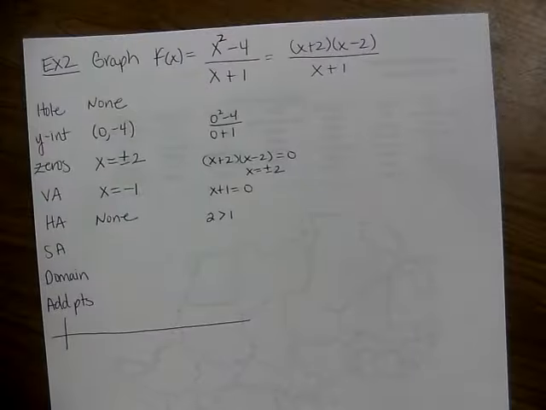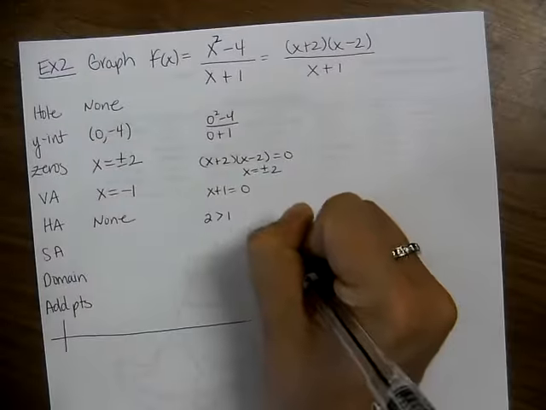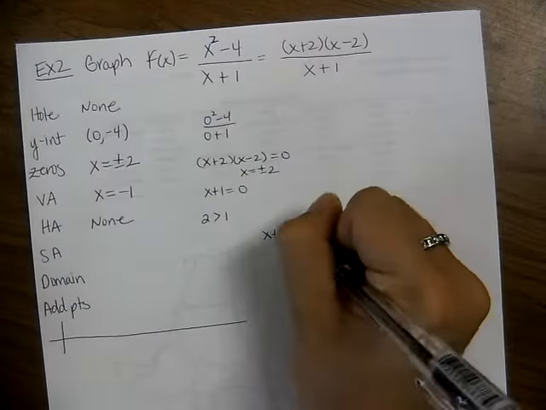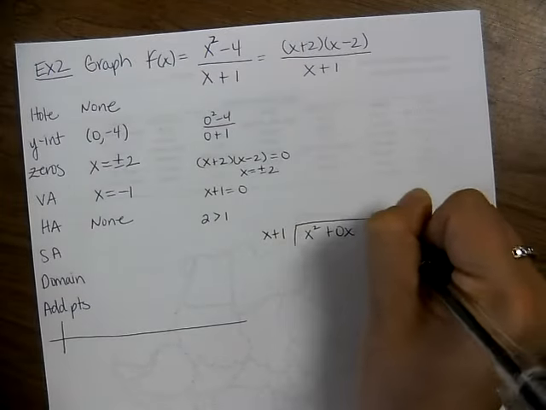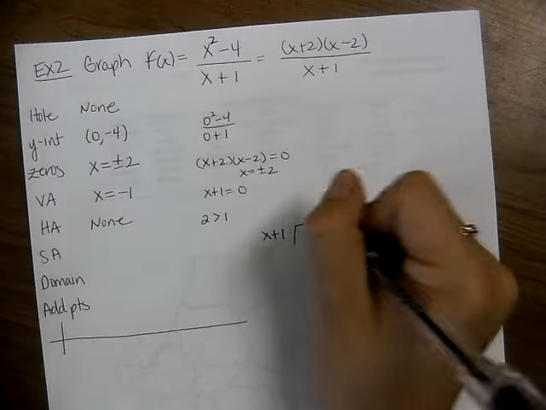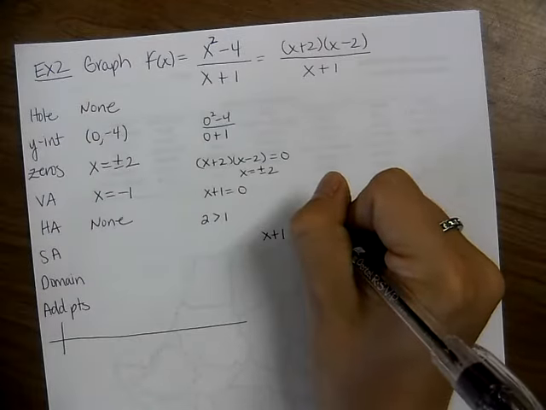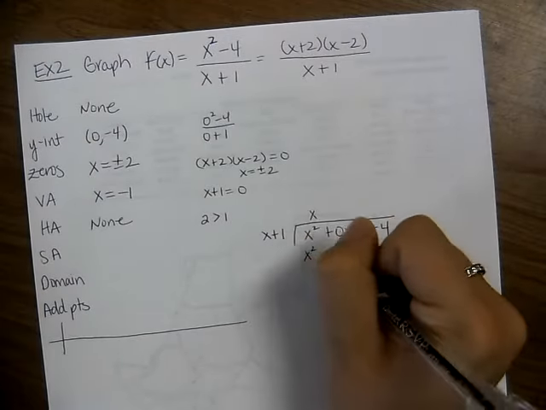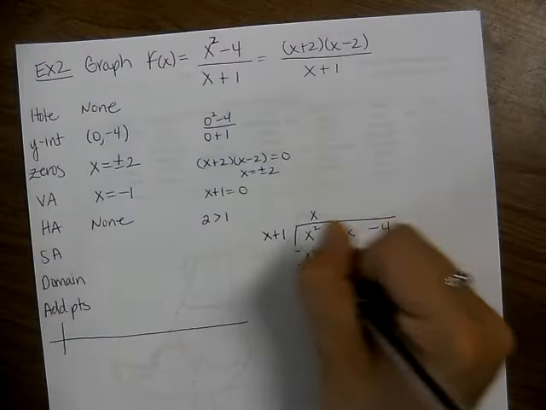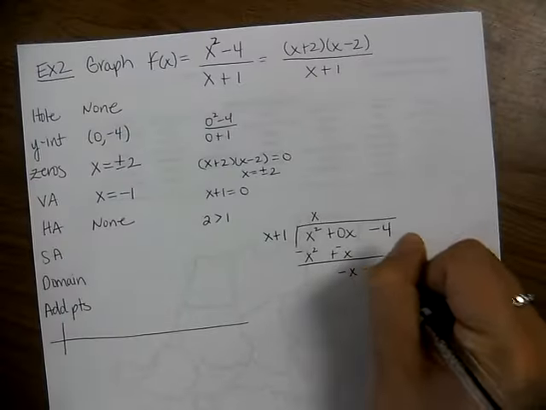So now we're going to do long division with our original problem. So I'm going to have x plus 1 on the outside, and on the inside, I'm going to have x squared plus 0x minus 4. I want that placeholder so I can stay organized. How do I take x and change it to x squared? Multiply by x, so then I distribute, I get x squared plus x. Remember, you are subtracting both of those terms. So I have left a negative x minus 4.